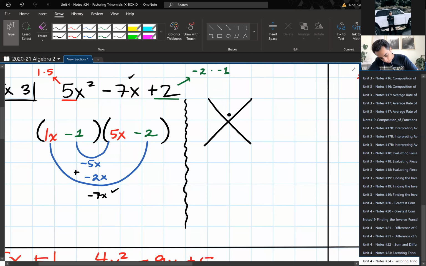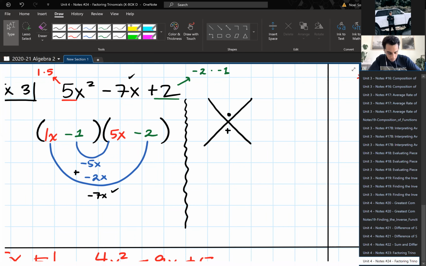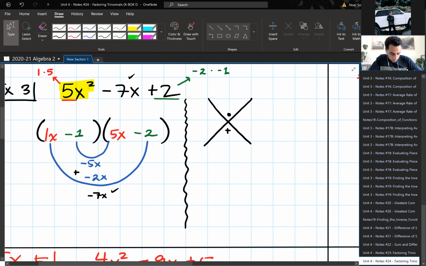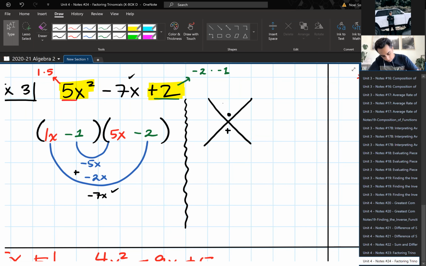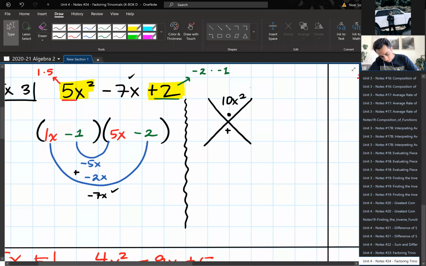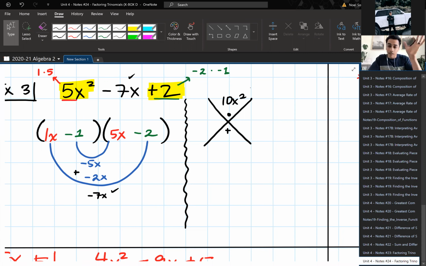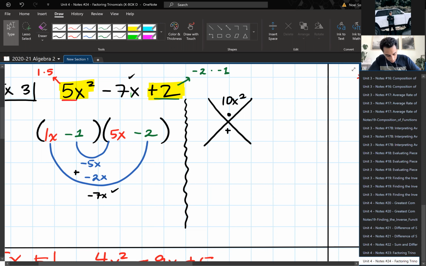So the X box method is you're going to put a product at the top and look for a sum at the bottom. What is it that you're taking the product of? Well, you want them to multiply to be the product of the first term and the last term, 5x squared and positive 2. So you have 10x squared as the term at the top of the X. And what does it need to add up to? It needs to add up to be your middle term, the negative 7x.